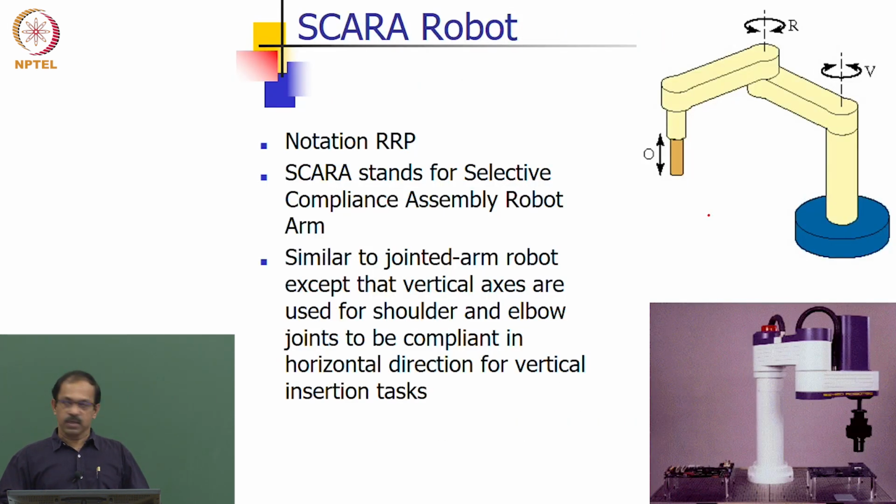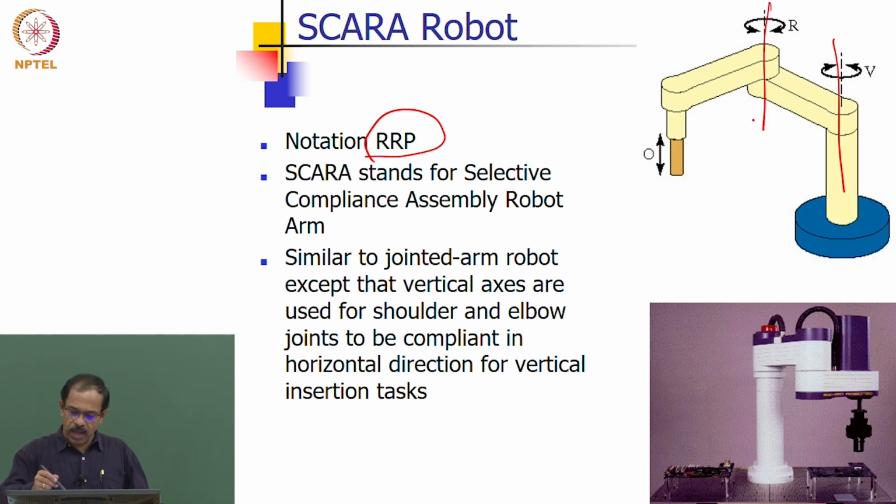Okay, let me finish this also. So SCARA is basically a RRP robot. So you have two rotary joints, so two rotary joints and a prismatic joint. So this is the configuration of SCARA.